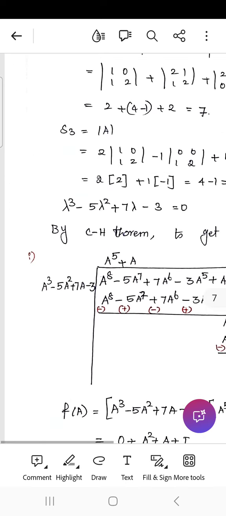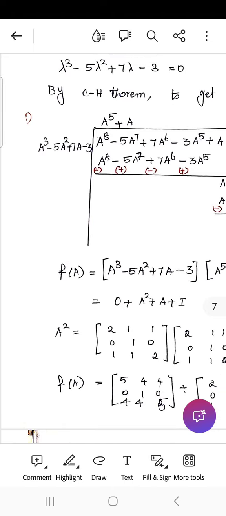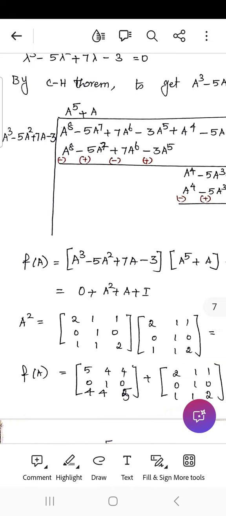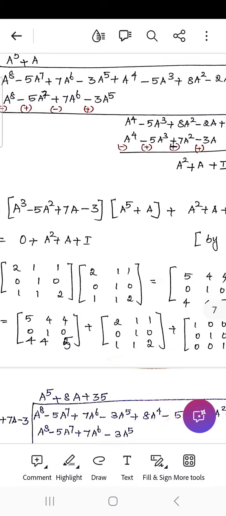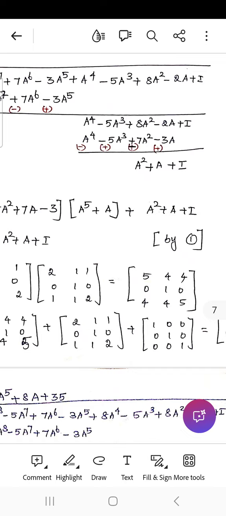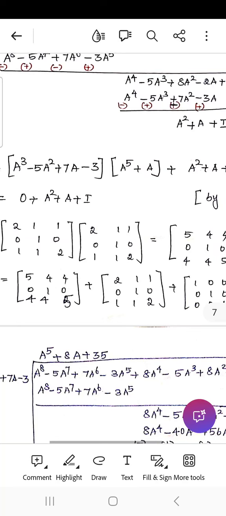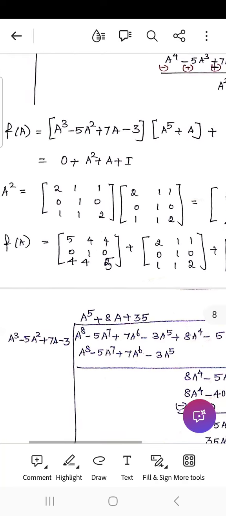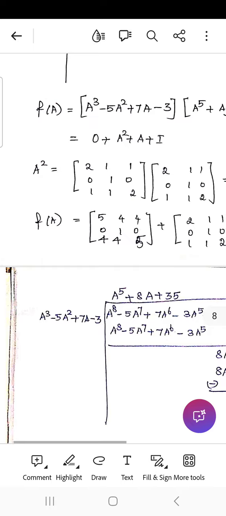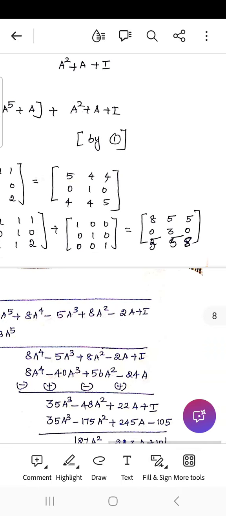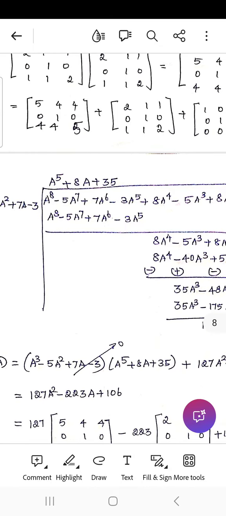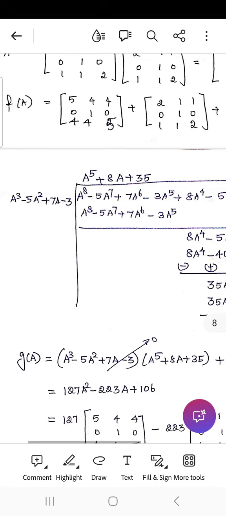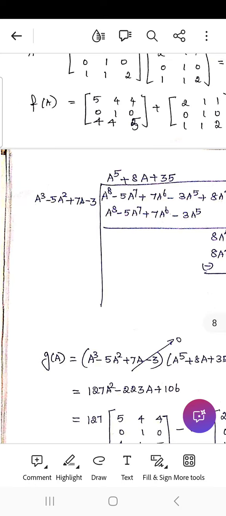We have to write this expression as dividend into quotient plus remainder. Our dividend term, by using equation number 1, is 0. Therefore, 0 into a power 5 plus a square plus a plus I, that is a square plus a plus I. Next, substituting the a square matrix, a matrix and identity matrix, we will get the value for f of a, that is equal to 855030558.